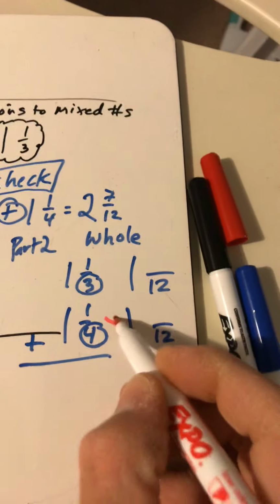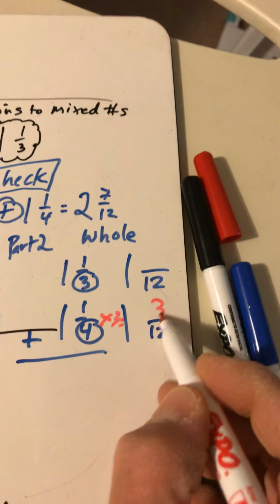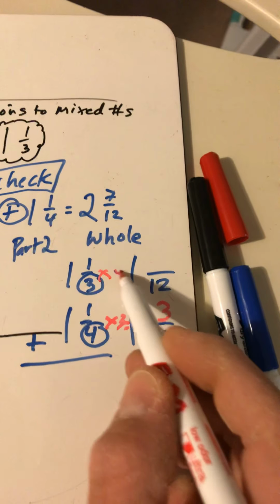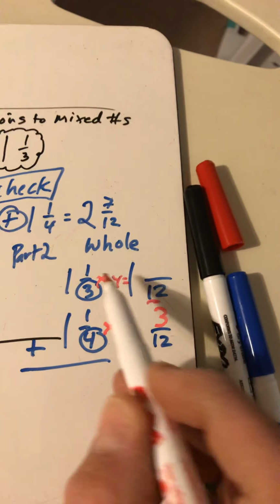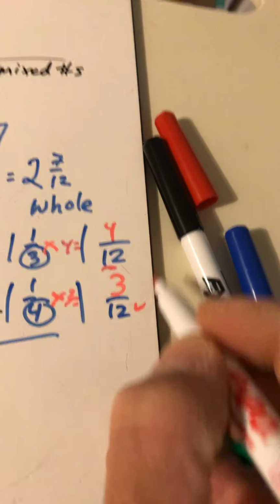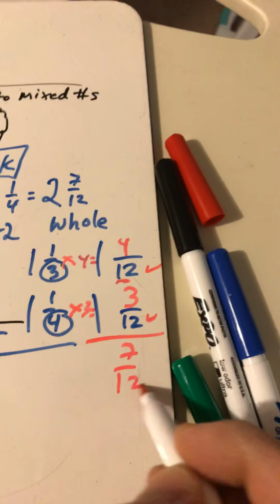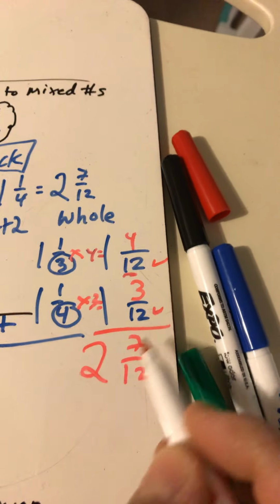Okay, now 4 times 3 makes 12. So then 1 times this 3 makes 3. And then 3 times 4 makes this 12. So 1 times 4 makes 4. Now I can add for sure because I got a 12 and a 12. I got matching denominators. 4 and 3 is 7 over 12. And 1 and 1 whole is 2 wholes.